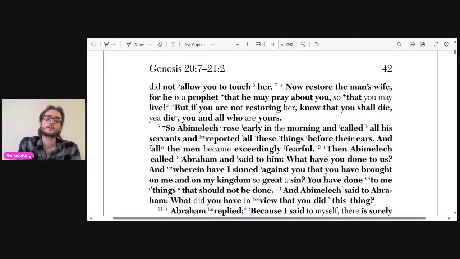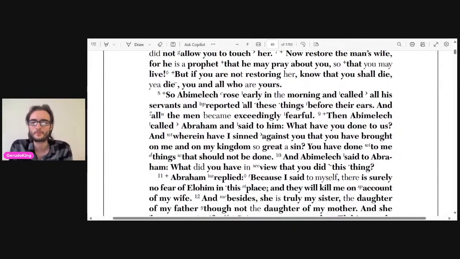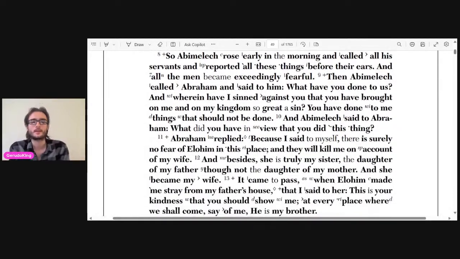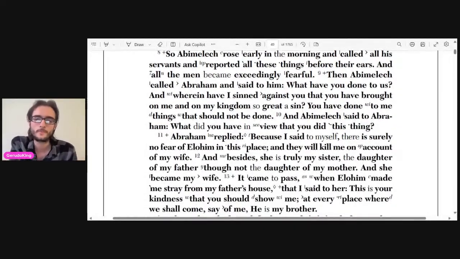So Abimelech rose early in the morning and called all his servants and reported all these things before their ears. And all the men became exceedingly fearful. Then Abimelech called Abraham and said to him, "What have you done to us? And wherein have I sinned against you, that you have brought on me and on my kingdom so great a sin? You have done to me things that should not be done."